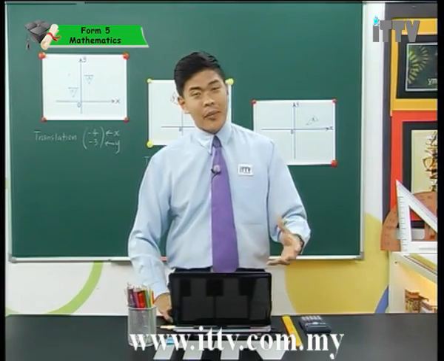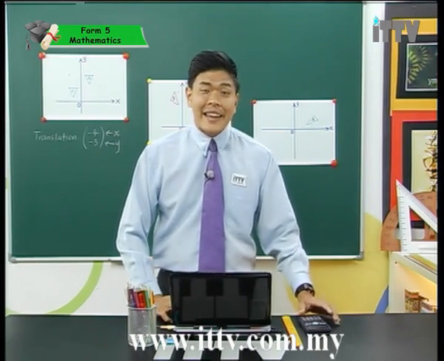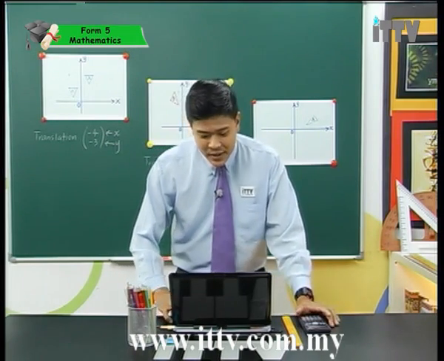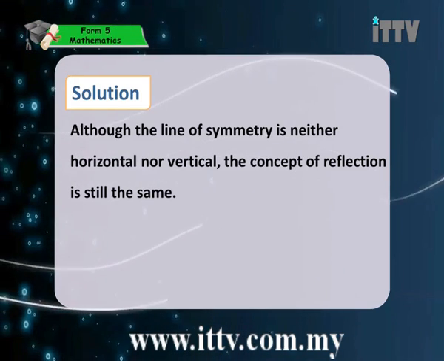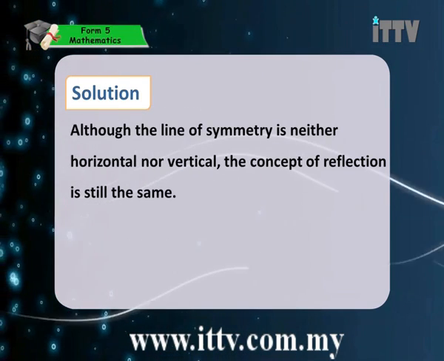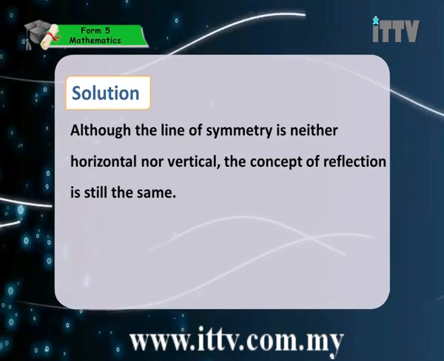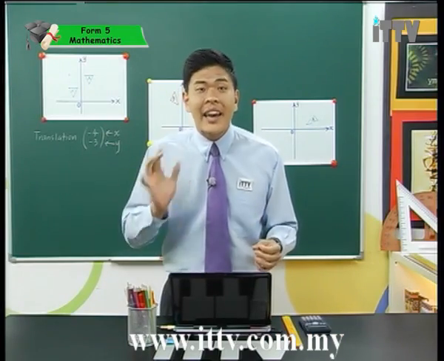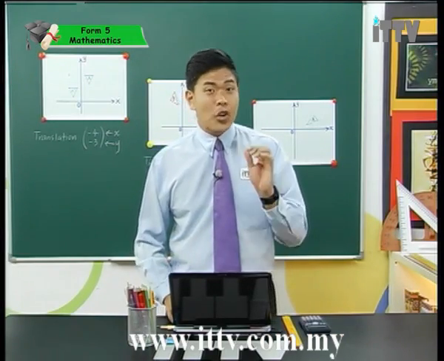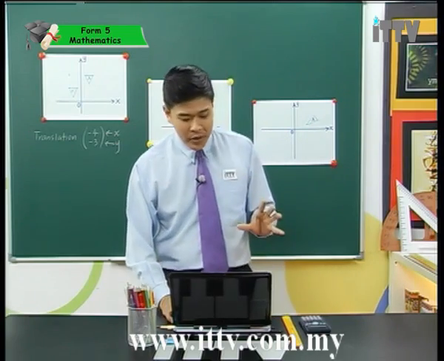Alright, so remember, this is just a way to make you all get the idea of reflection fast. So although the line of symmetry is neither horizontal nor vertical, the concept of reflection is still the same. So as long as you have a straight line, you can reflect any object anywhere at any time. Okay, and you will get the image. But remember the properties of reflection.